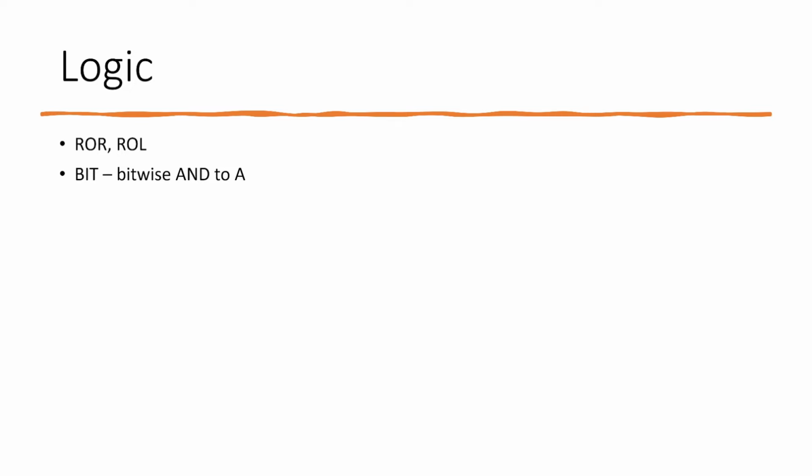So you can just take whatever bit is on the leftmost side and put it on the right and move everything to the right, and vice versa. You can also do a bitwise compare: the BIT instruction does a logical AND of the value after the instruction with the accumulator.